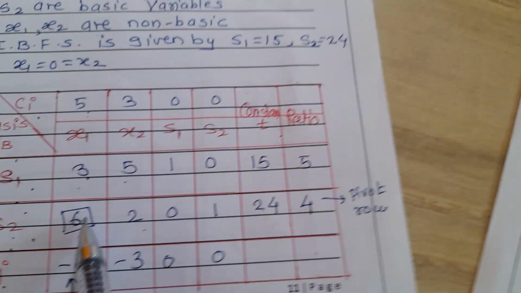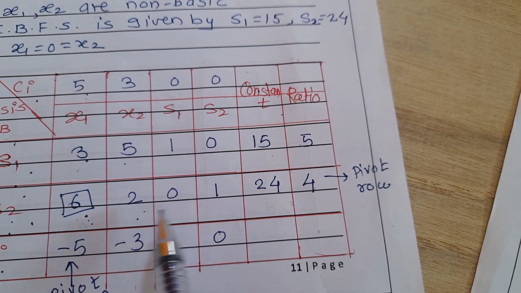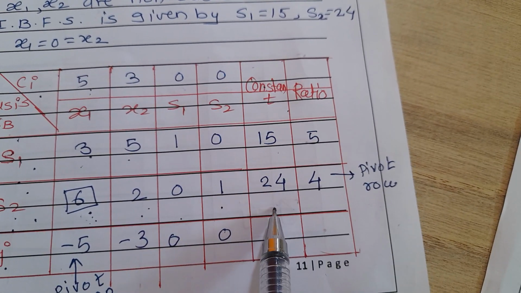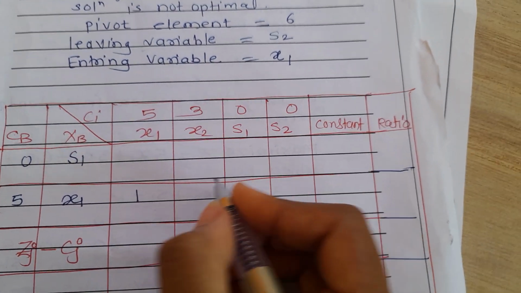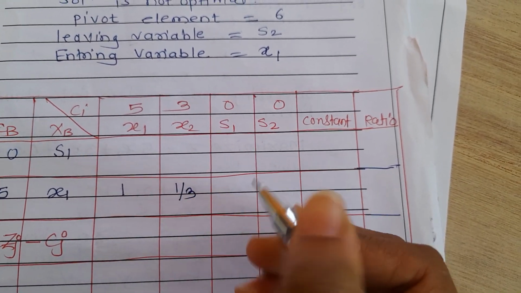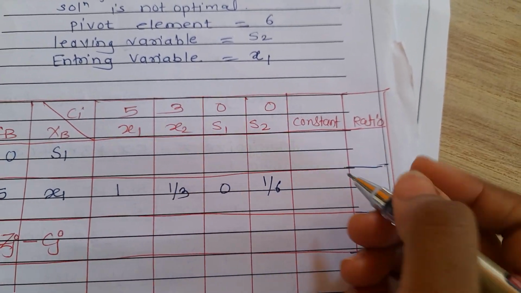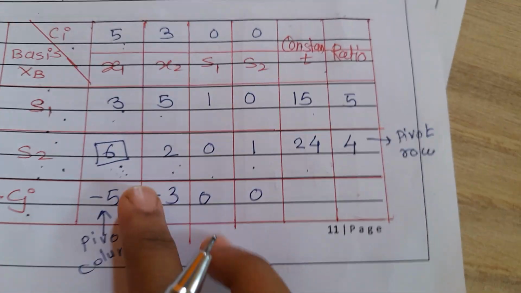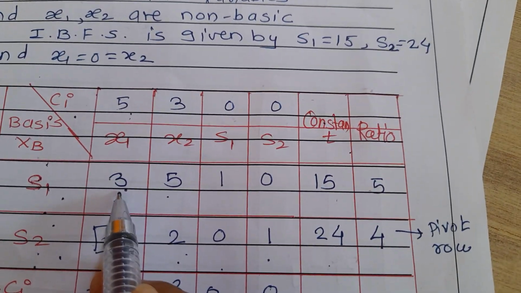The row becomes divided by 6: 6 by 6 is 1, 2 by 6 is 1 by 3, 0 by 6 is 0, 1 by 6 is 1 by 6, and 24 by 6 is 4. Therefore our elements are 1, 1 by 3, 0, 1 by 6, and 4. Okay, therefore we changed our second row. Now this row is done.